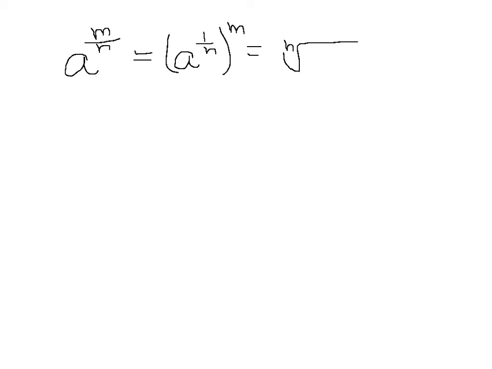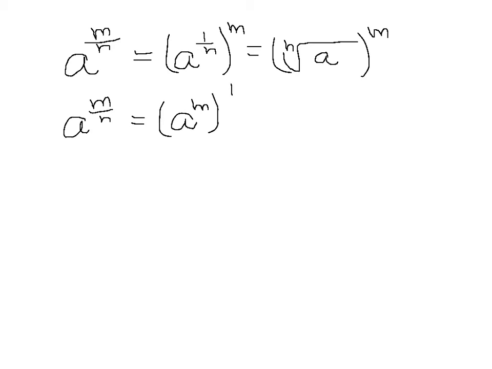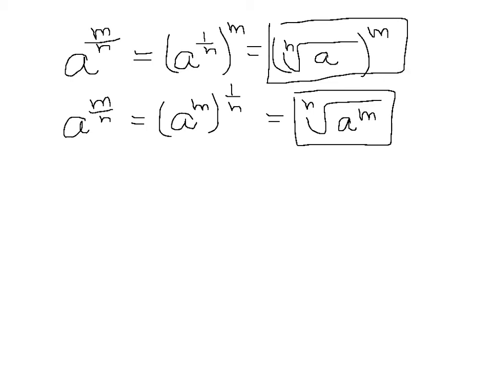So if we put this together, what this means is that if we have a to the m over n, that means a to the 1 over n raised to the m, which is the same as the nth root of a to the m. Or we could have said that a to the m over n is equal to a to the m raised to the 1 over n, which is the same as the nth root of a to the m. So this piece and this piece are actually equivalent.